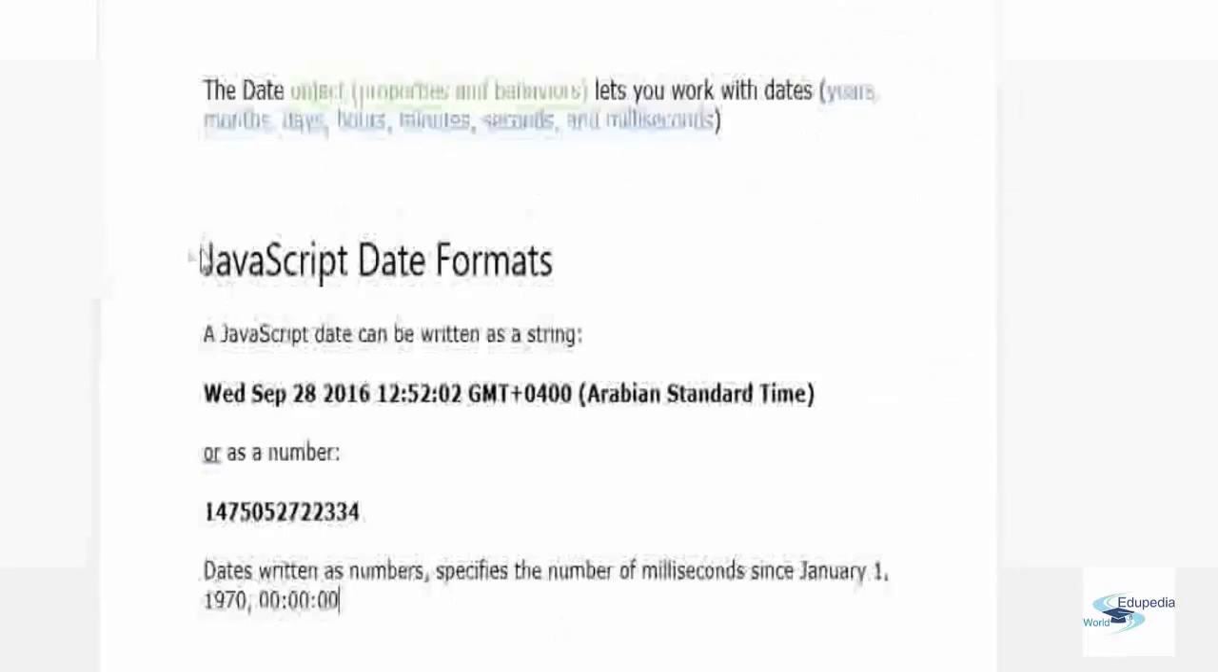JavaScript date formats. A JavaScript date format can be written as a string, for example, Wednesday, September 28, 2016, 12:52 Arabian Standard Time, or as a number. This is also a notation of a JavaScript date.